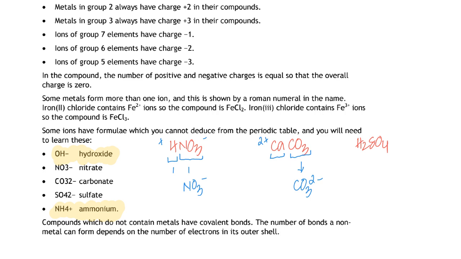Same story with sulfuric acid. You have two hydrogens with a plus charge each, so a total of 2 plus charge on the two hydrogens. On the sulfate ion, it should balance out. So the sulfate ion should be SO4 2 minus.